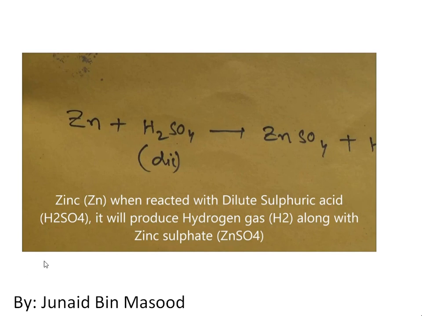Moving on, this is how zinc reacts with sulfuric acid, okay? So when zinc reacts with sulfuric acid, it produces hydrogen gas along with the salt zinc sulfate. Okay? That's it for today.